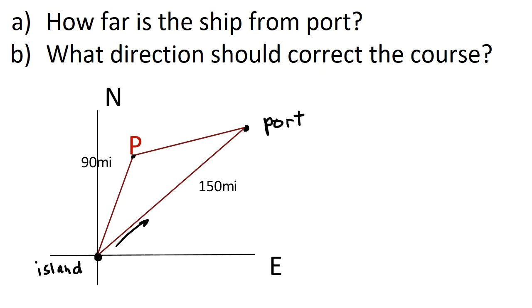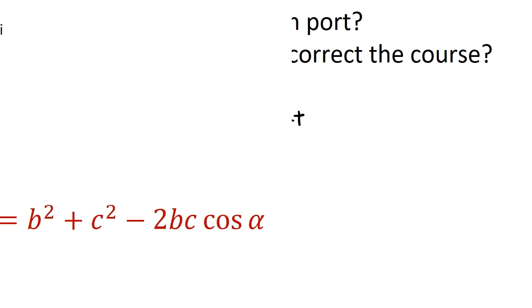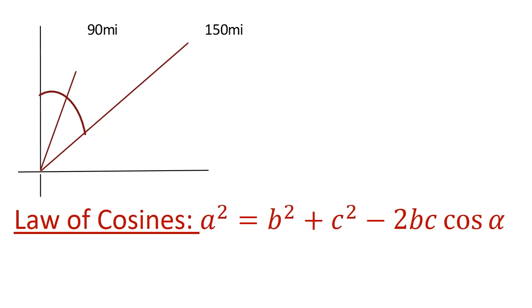So that's essentially our situation, and we're told a couple of angles that are going to really help us. When the ship sets its course and wants to go in a direct line to the port, it's going at an angle of north, so this is north, and of course this is east. It's going at an angle of north 45 degrees east. So that's this entire angle here, and that's 45 degrees. But it ends up here at the point P, and it's north 35 degrees east from the island. So now this angle here is 35 degrees.